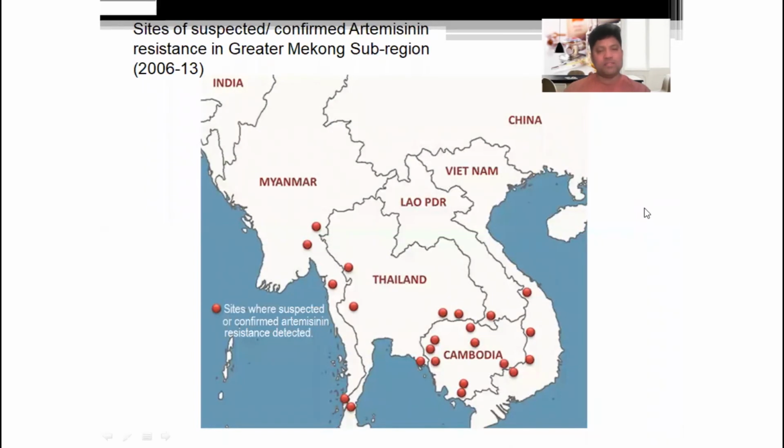This diagram highlights the sites of suspected or confirmed artemisinin resistance in the Greater Mekong subregion during 2006 to 2013. This study was carried out over about 7 years. They collected the information, compiled it and published it. The Greater Mekong subregion comprises Myanmar, Laos, Vietnam, China, Thailand, and Cambodia.